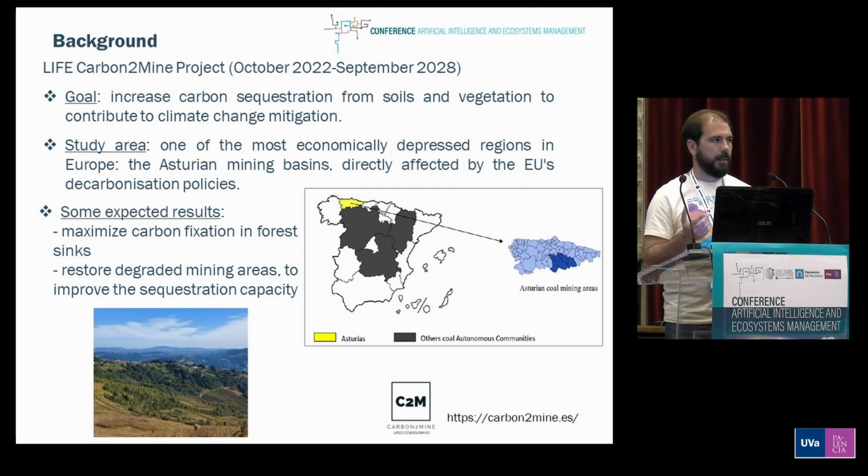And the project is bigger than this, but if we focus on our task, the expected results that we have in relation to our task is to maximize carbon fixation in forest sinks, and for those areas that are not forested, to restore these degraded mining areas to improve the sequestration capacity.